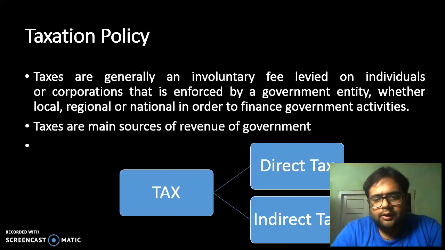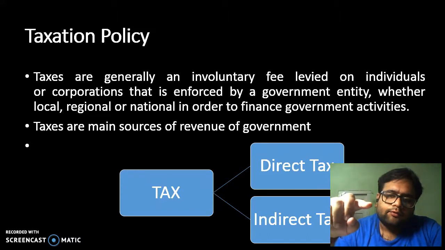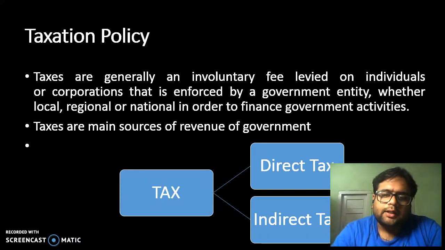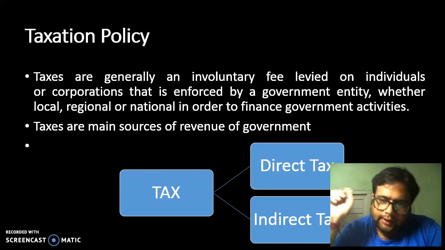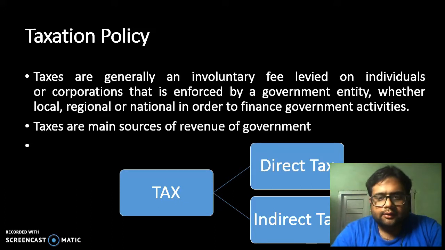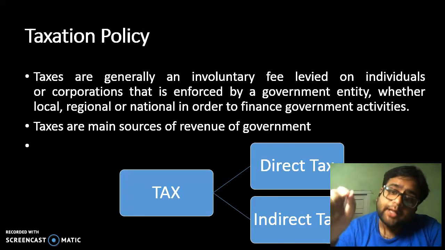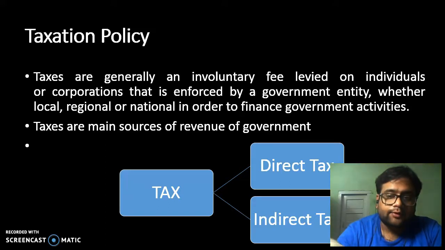Taxes broadly can be classified into two categories: direct taxes and indirect taxes. What are direct taxes? Direct taxes are those taxes which are paid directly by the assessee. If I am earning something, I am paying taxes directly to the government. That tax is basically income tax, and it is directly levied on me and I am paying that. So income tax is a direct tax, which is levied directly on the assessee and also paid directly by the assessee.